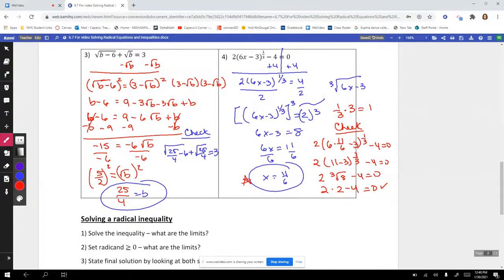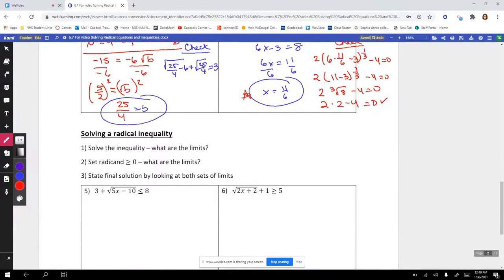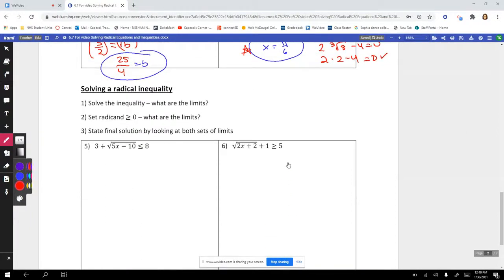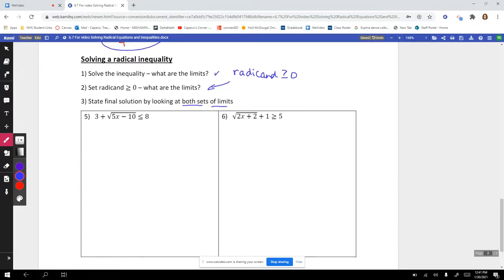Okay, so that's it for equations. We're going to do some radicals with inequalities. So similar, there are some steps that are easy to follow. Solve the inequality, but we have to talk about what the limits are, and that, remember, is the radicand has to be greater than or equal to 0. That's the limit we're looking at. And then you're going to state the solution by looking at two sets of limits, which you'll see once we get started.